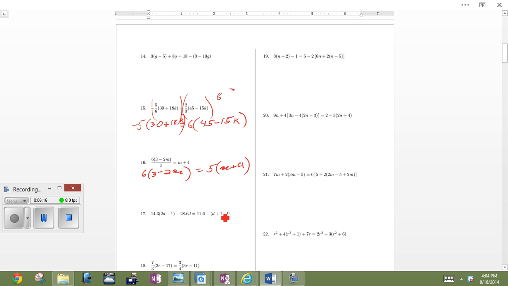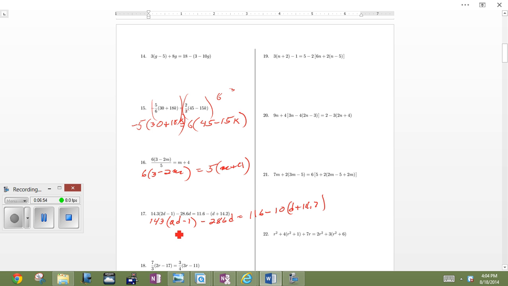Here, yeah, we could choose to get rid of the decimal by multiplying everything by 10. Okay, so if I multiply everything by 10, I got 143 times 2d minus 1 minus what it looks like 286d equals, again, everything's being multiplied by 10, so I've got 116 minus 10 times d plus 14.2, okay?